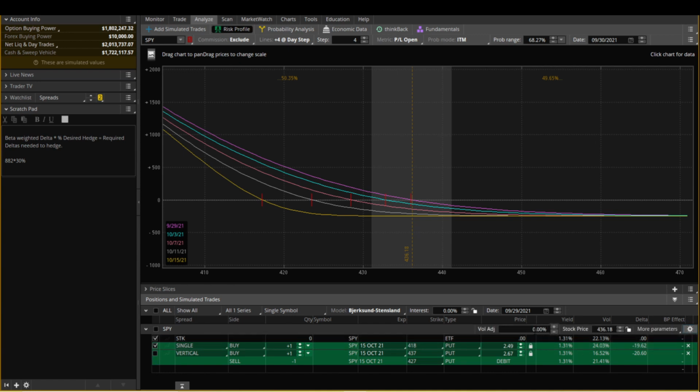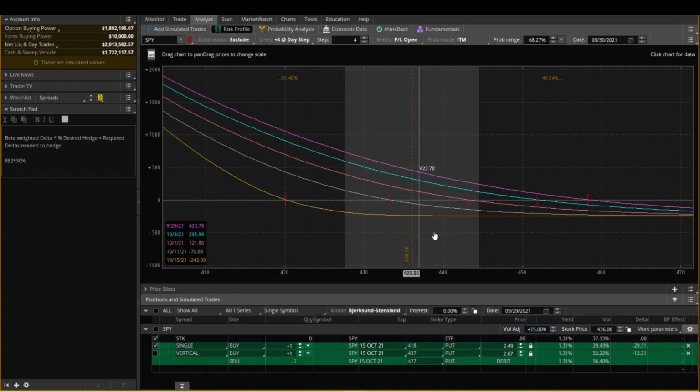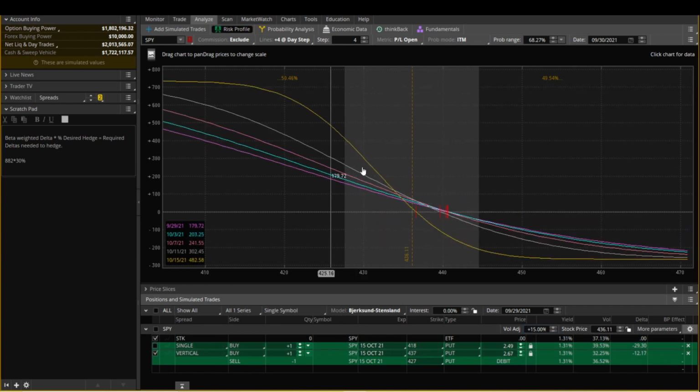And one last thing, if we look at the volatility, let's say we have an increase of 15%, that is going to help this a little bit. But it still needs to move for you to make money. Whereas the vertical, it's going to be making money regardless if volatility goes up.